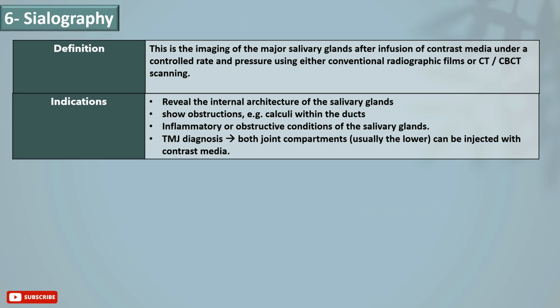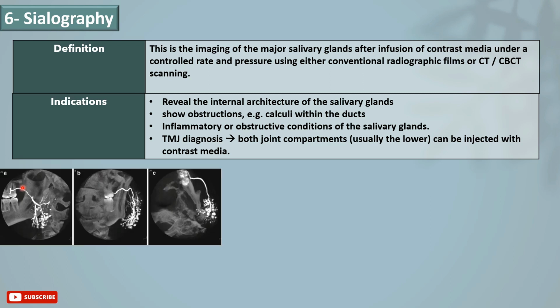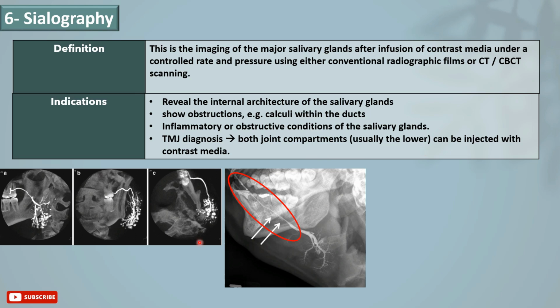Number 6. Sialography. Sialography is a method to image the salivary glands and their ducts using any imaging technique like CT or CBCT, but after the infusion of a contrast medium to see the structure and the path of the ducts. It is indicated in case of diagnosis of the architecture of the salivary glands, to find any abnormalities, to show any obstructions or calculi in the ducts, or any inflammatory obstructions in the gland itself. It can also be used in TMJ diagnosis if there is any disorder, especially if the contrast medium is infused in the lower compartment. As you can see here, this is an X-ray image of the parotid gland, and the contrast medium is infused inside the duct, and that's why it can be clearly seen.